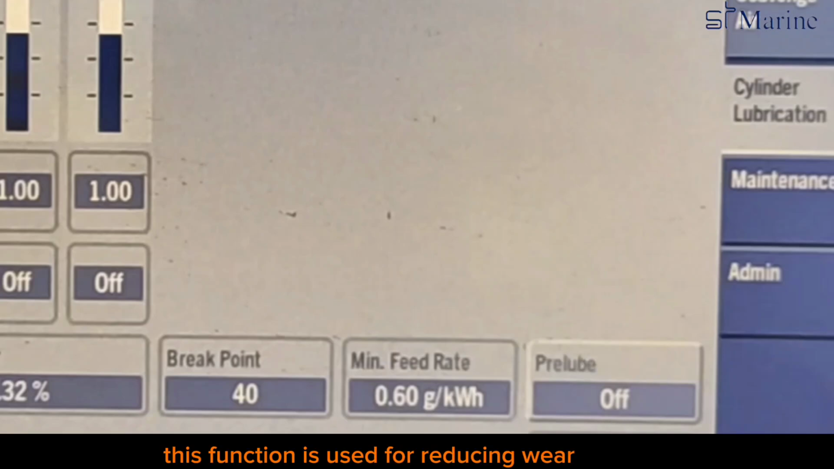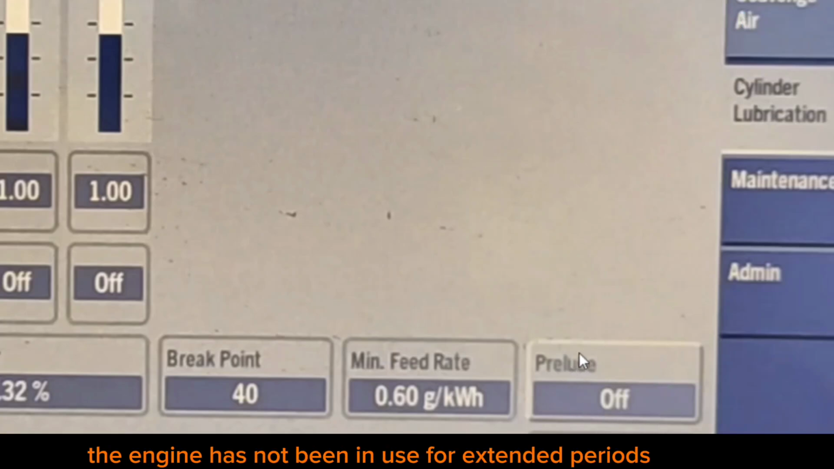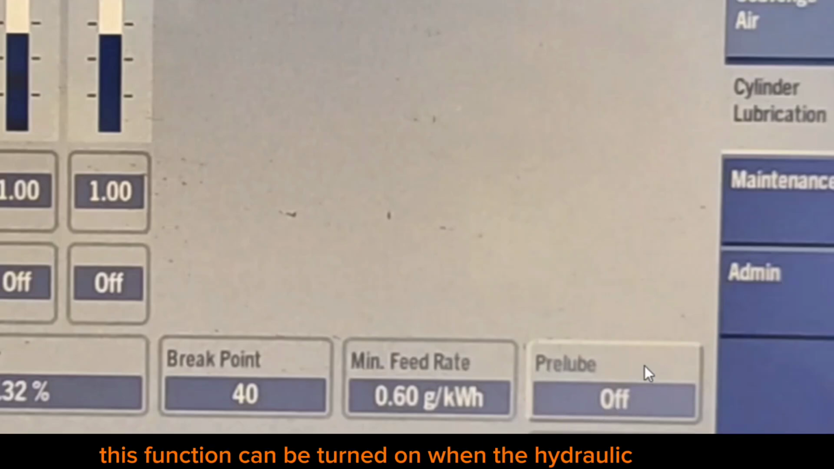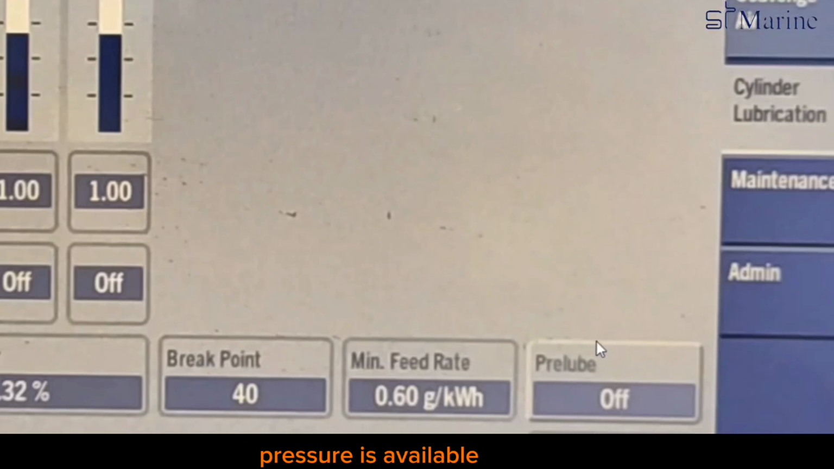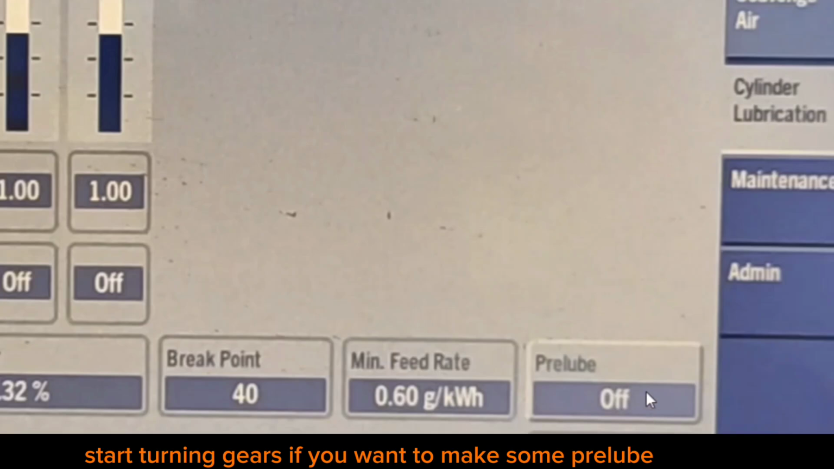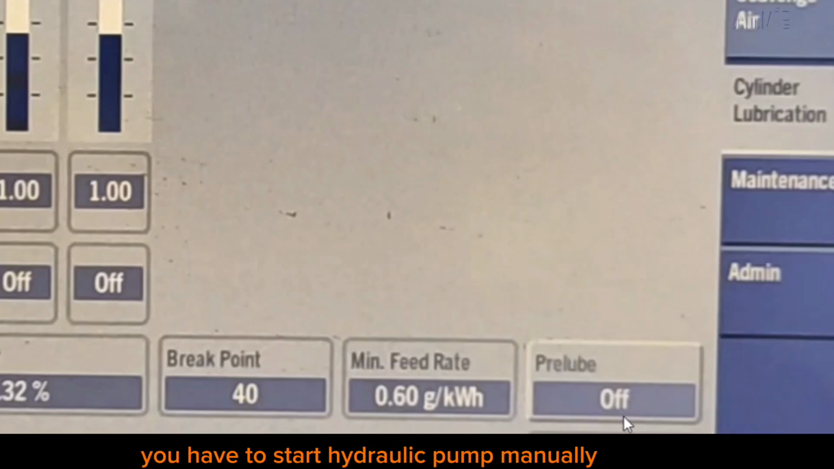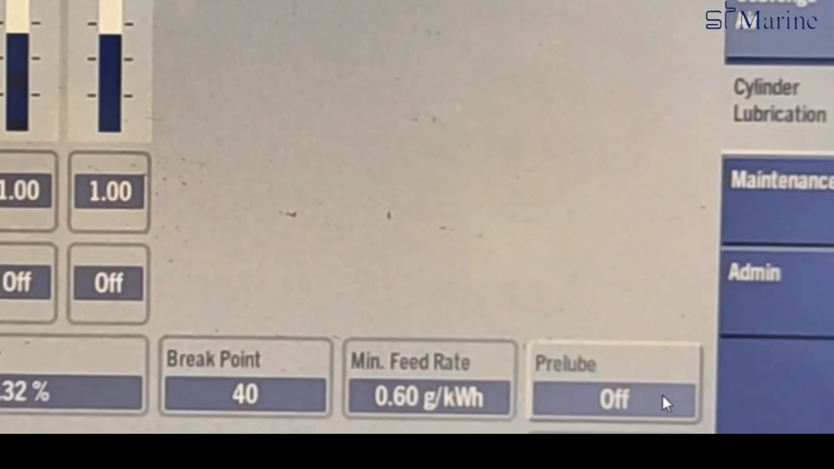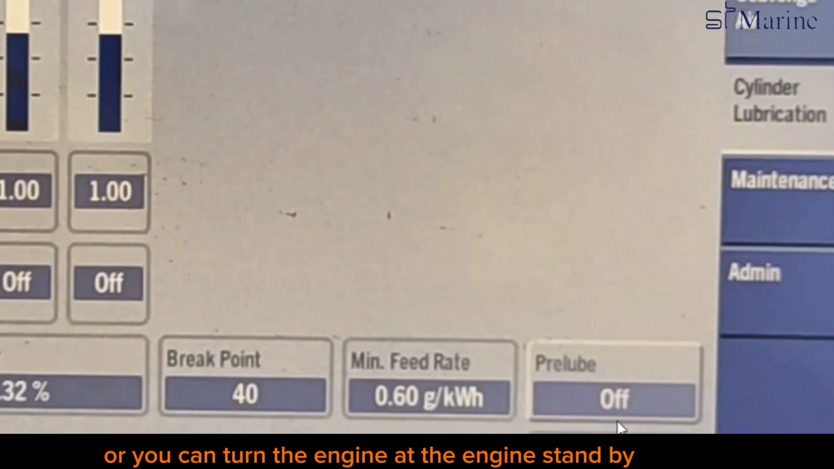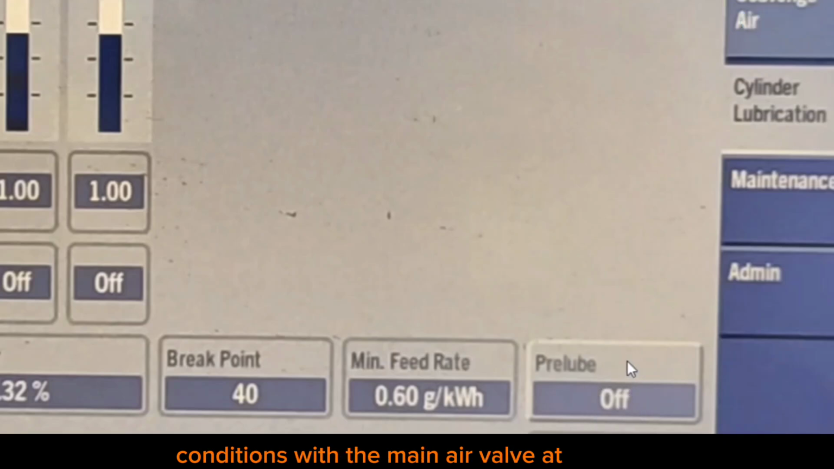Prelube. This function is used for reducing wear when the engine has not been in use for extended periods. This function can be turned on when hydraulic pressure is available. So during preparation for the main engine start, while turning gear, if you want to do prelube, you have to start the hydraulic pump manually, or you can turn the engine in standby condition with the main air reservoir closed.